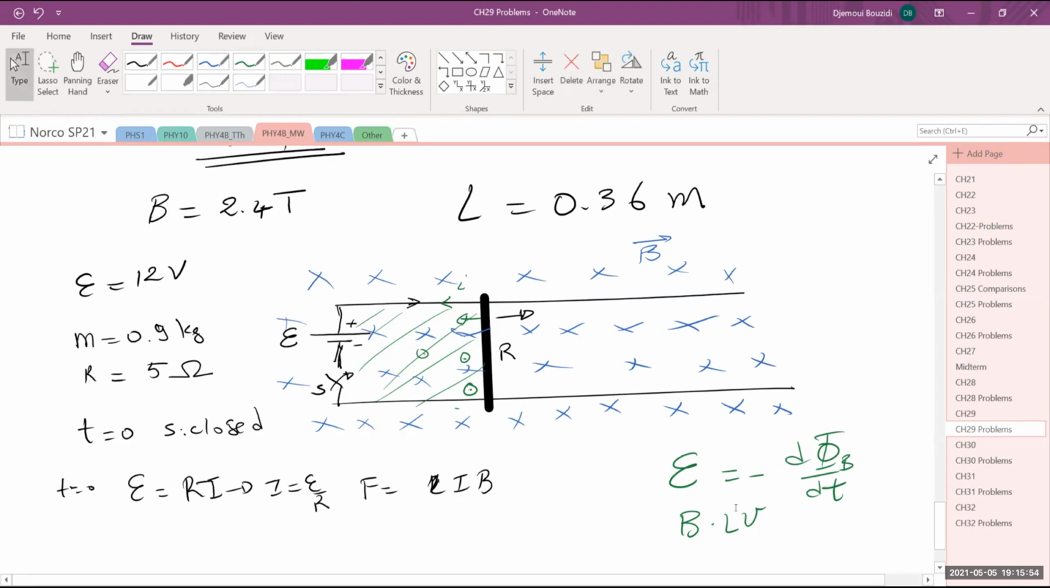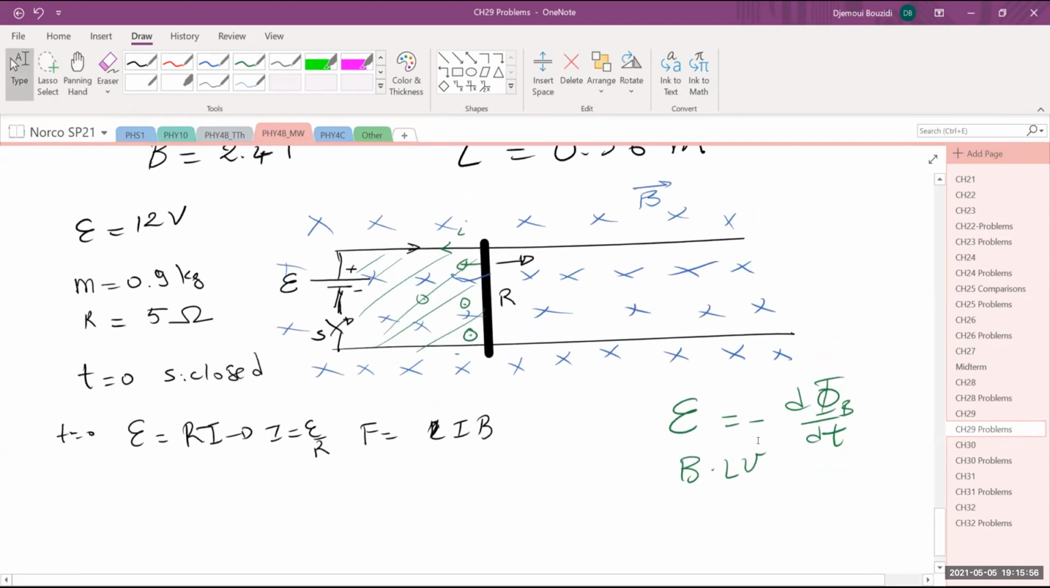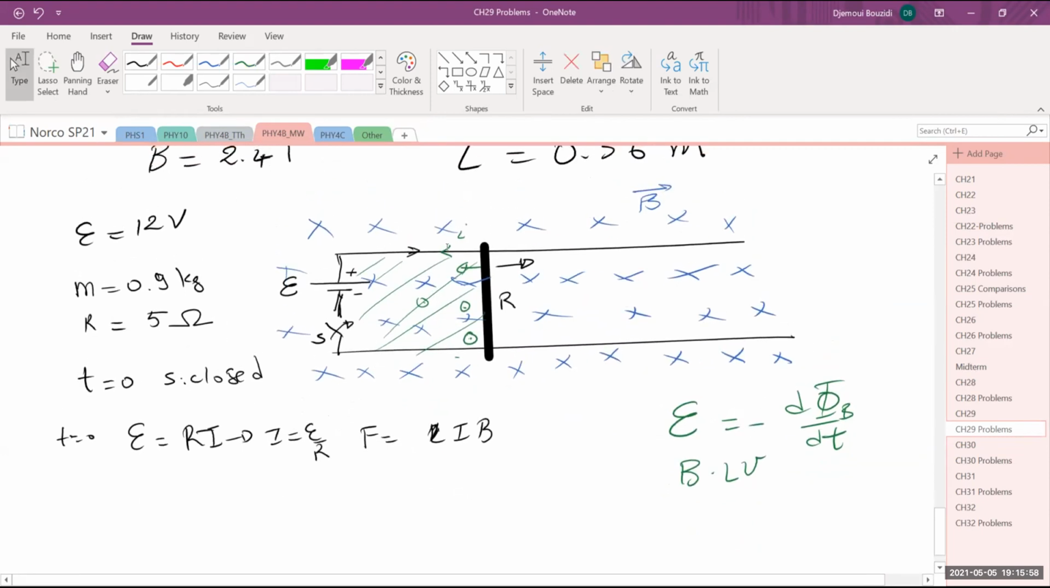Obviously, the faster this thing is going to go, the stronger the current. And these two currents start to cancel one another until these two forces basically balance each other. Once these two forces balance each other, we would have reached terminal velocity.